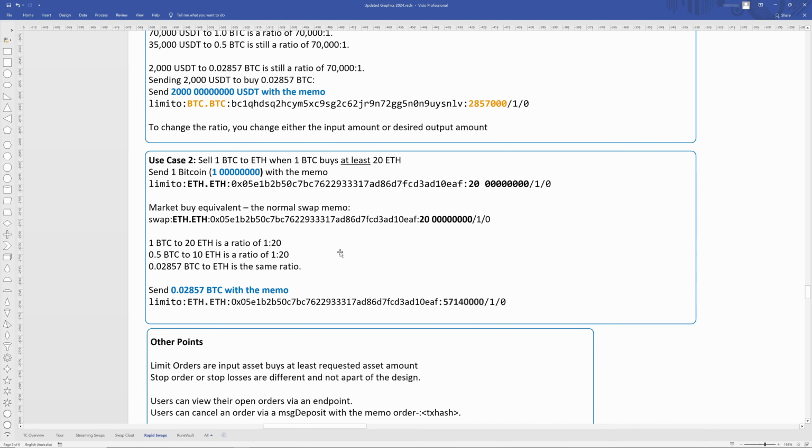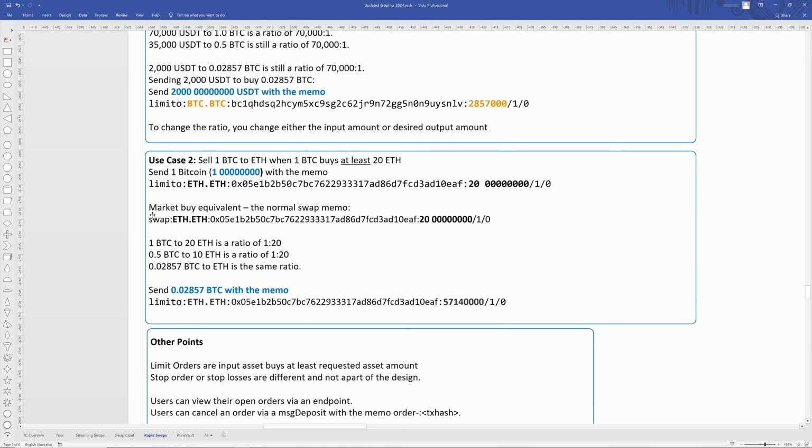Looking at our second use case, which is going from Bitcoin to Ethereum, we want to sell our 1 Bitcoin or trade our 1 Bitcoin for at least 20 Ethereum. So when we do this, we'd send our 1 Bitcoin, which is in 1E8 format, and say, give us Ethereum, but we want at least 20 of it. So you can see between this part here and this part here, we're setting our ratio of 1 to 20. This memo is pretty much a swap memo, just with the limit prefix.